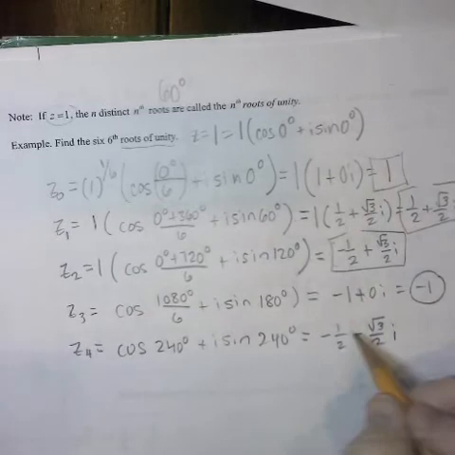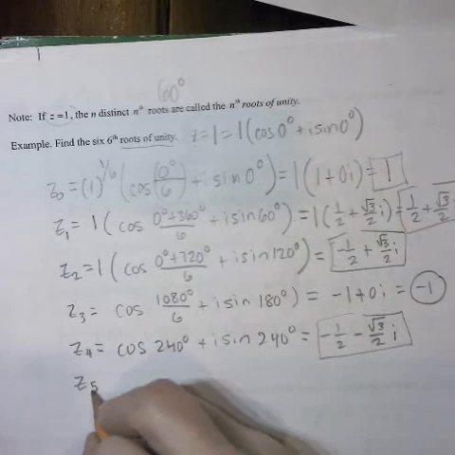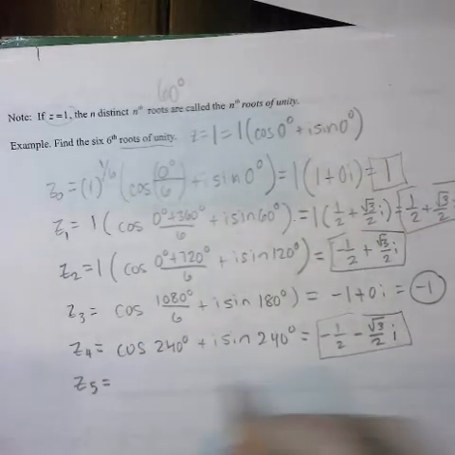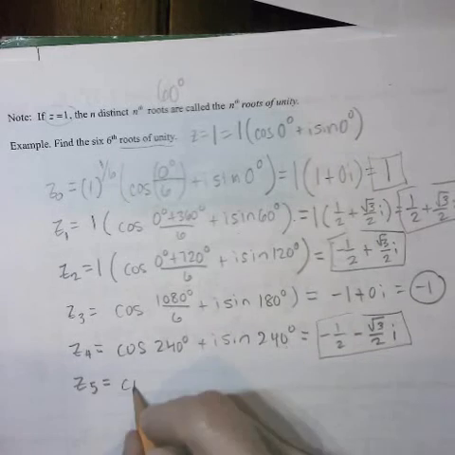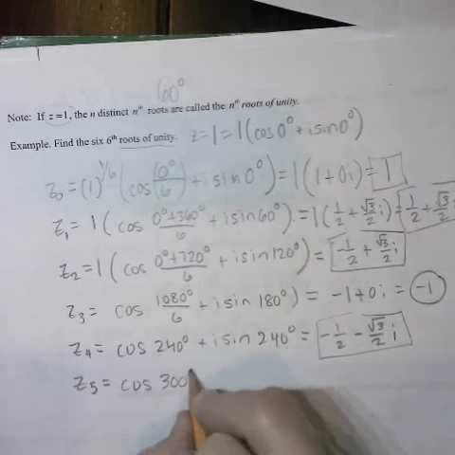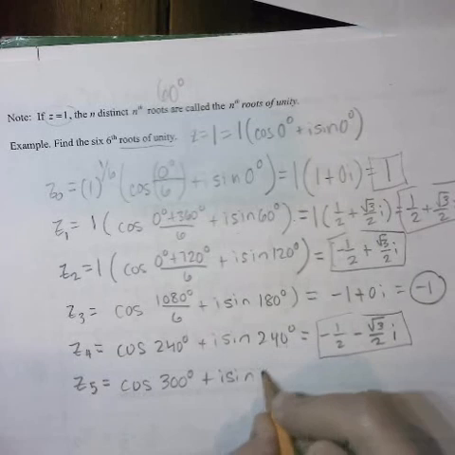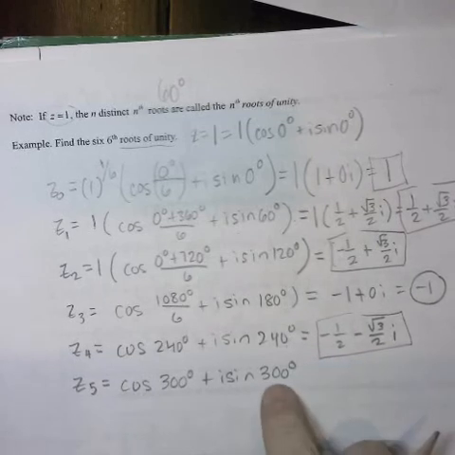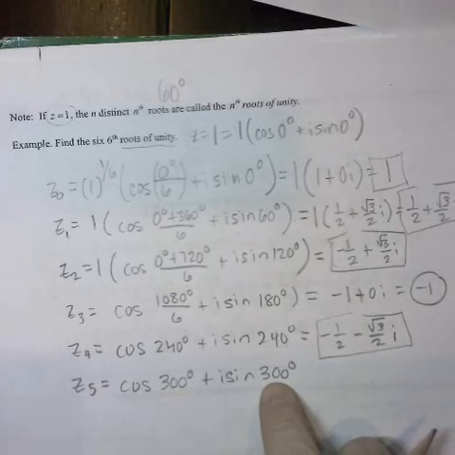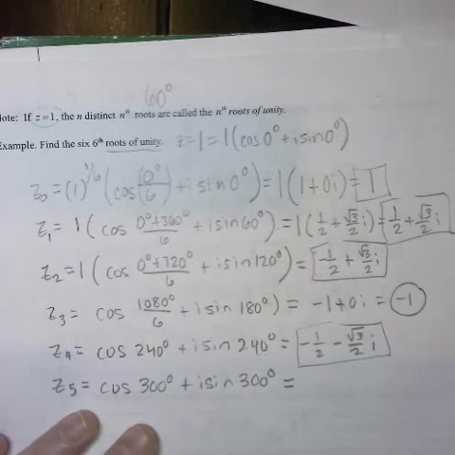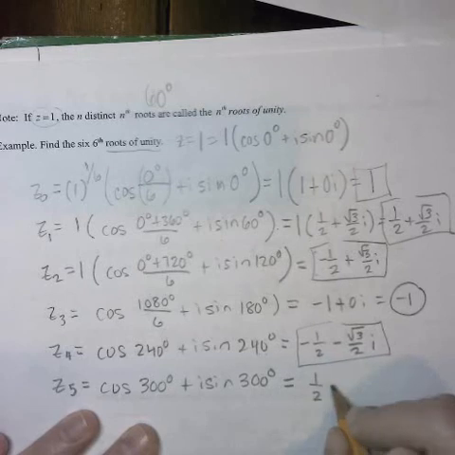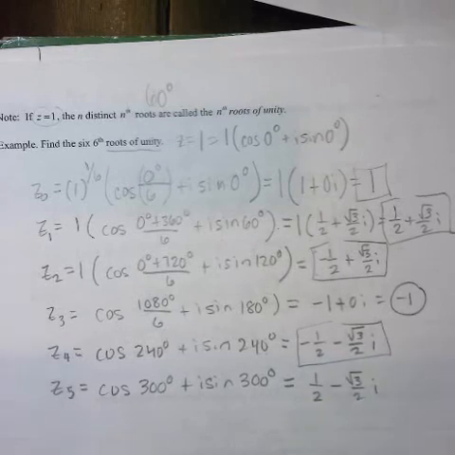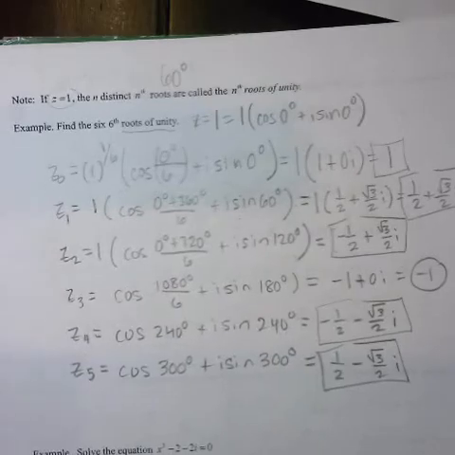And then my last root, now I'm going to add 60 to this. So I get cosine of 300 degrees plus i sine of 300 degrees. And then notice if you would add 60 to this, you'd be back to where you started. 360 degrees is coterminal to 0. So now we're in quadrant 4, so cosine is positive and sine is negative. There's our 6th root.